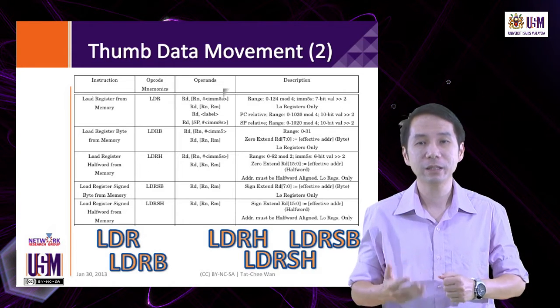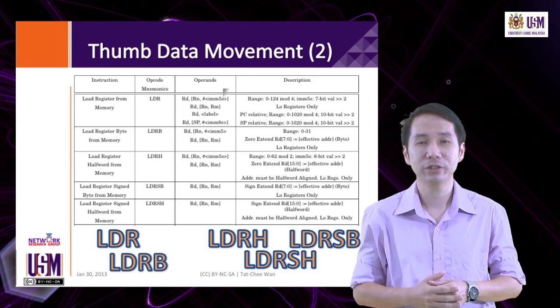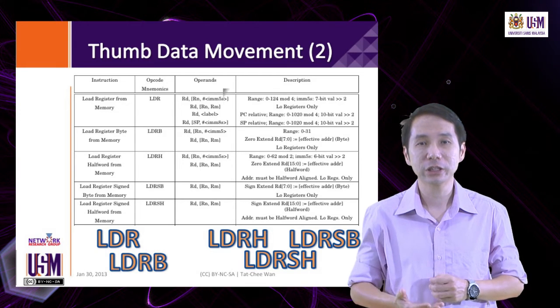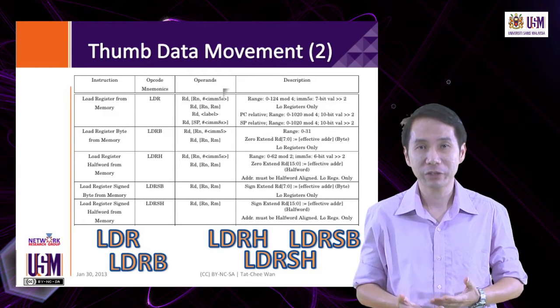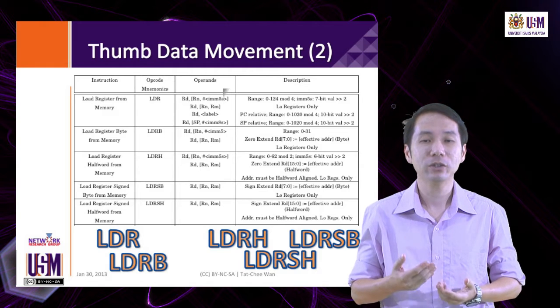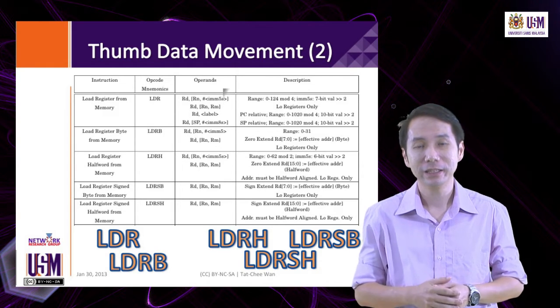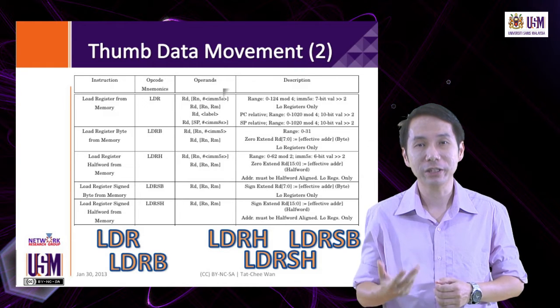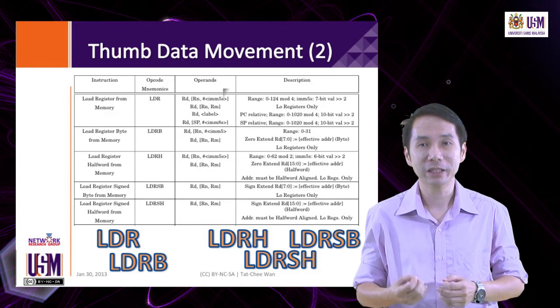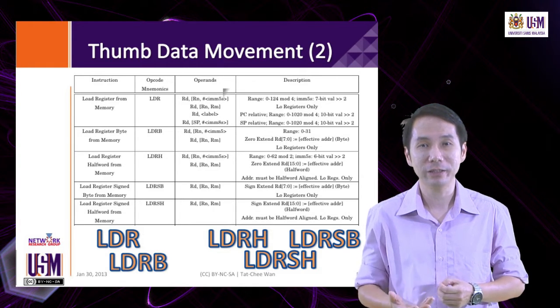The next group of data movement instructions is the load register instructions. Now, the thumb version of these instructions have more restrictions. You have the load byte, load half word, load sign byte, load sign half word, but the values in the arguments that you can use are limited, and you must be careful that you do not use invalid values there.